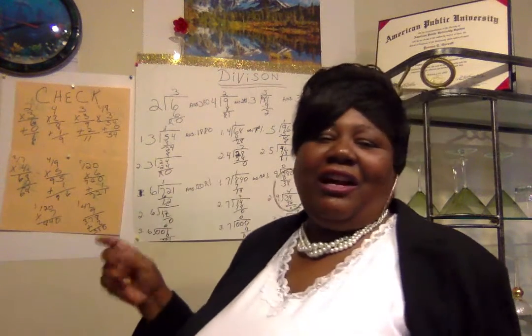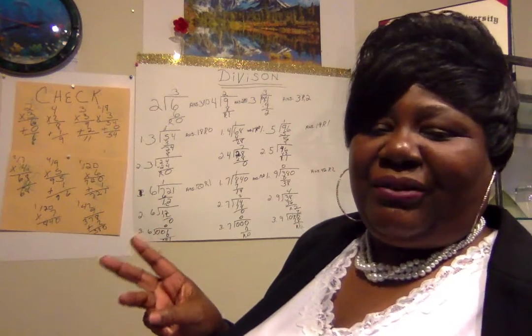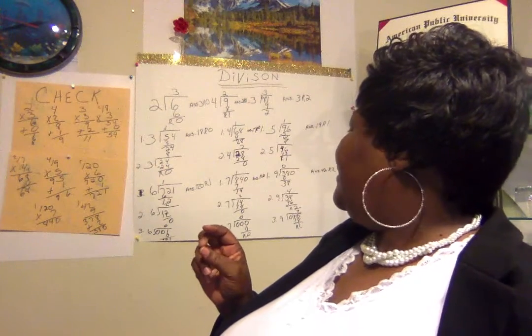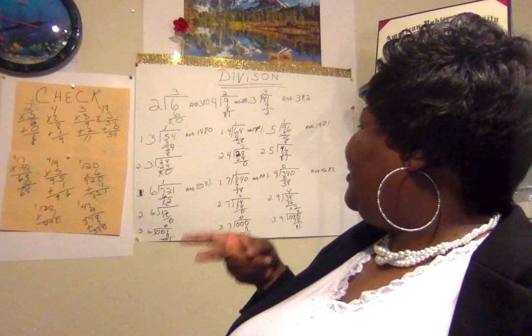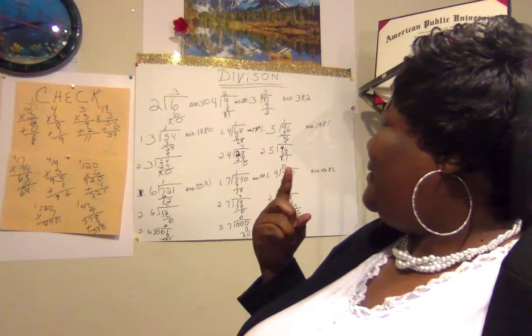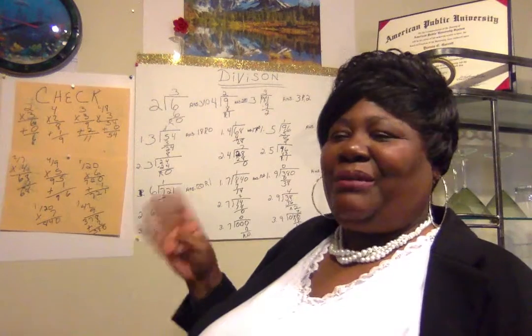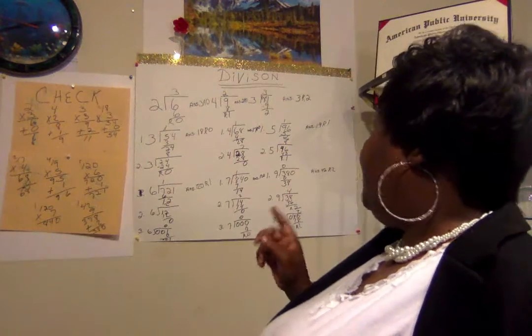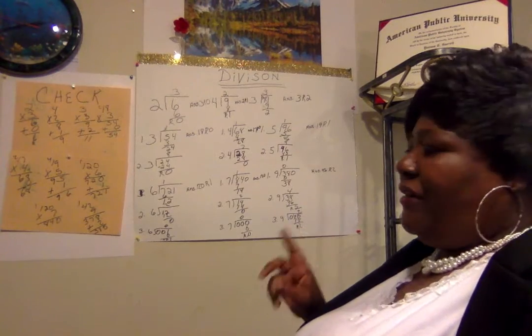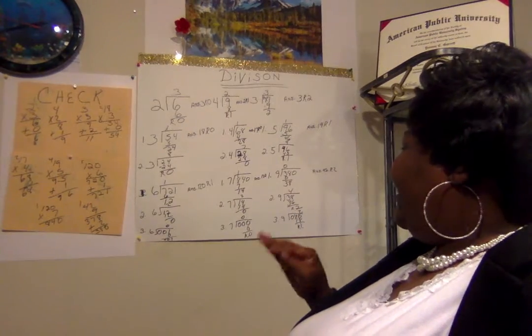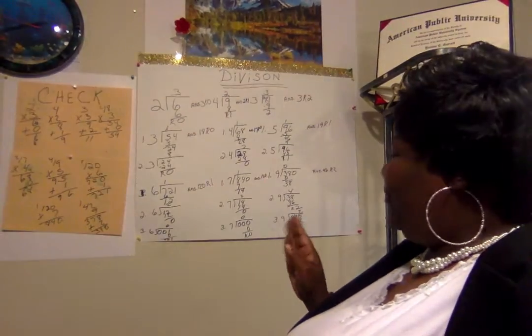You know your answer should always, if it's 3 numbers, have 3 numbers. If it's 2 numbers, it should have 2 numbers. And if it's 1 number that you divide, it should have 1 number. If it's 4 numbers, it should have 4 numbers. So always remember that. Your answers should always have the amount of numbers you're dividing. So that will help too.